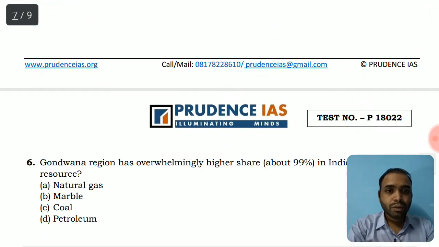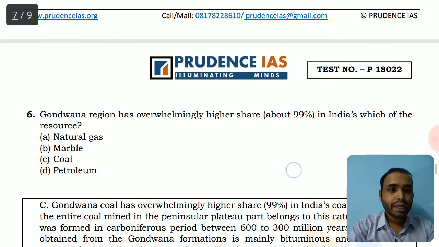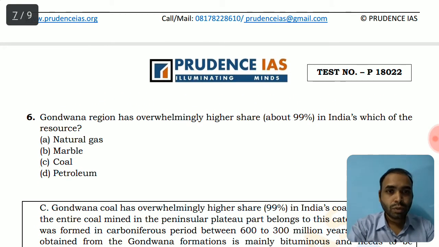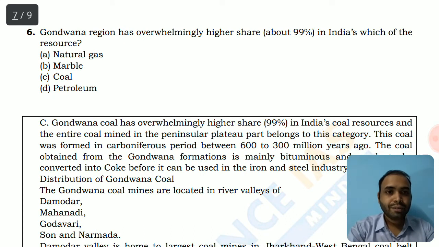So let's move on to question number 6. Gondwana region has an overwhelmingly larger share, about 99% in India. Which of the following resources? Natural gas, marble, coal, petroleum. Obviously, the Gondwana rocks are the largest deposit of coal in India, around 99% of India's coal resources. The entire coal mine in the Peninsular Plateau part belongs to this category.